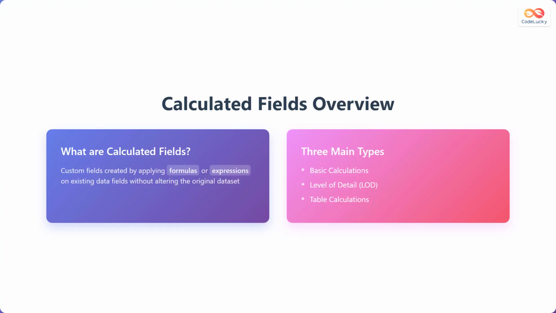There are three main types of calculated fields you need to understand. First, basic calculations, which include simple mathematical operations and string manipulations. Second, level of detail expressions, abbreviated as LOD, which give you precise control over aggregation levels. Third, table calculations that perform computations across the structure of your data table. Mastering these three types will enable you to handle complex analytical requirements and answer challenging interview questions with confidence.